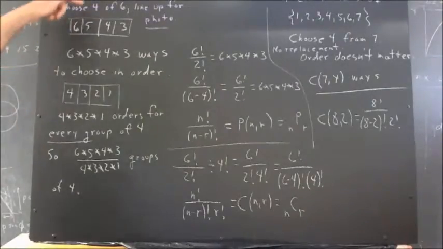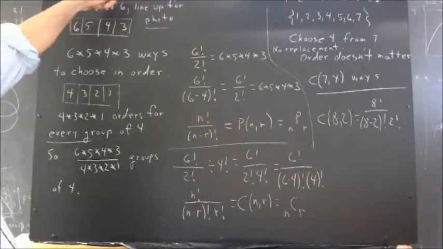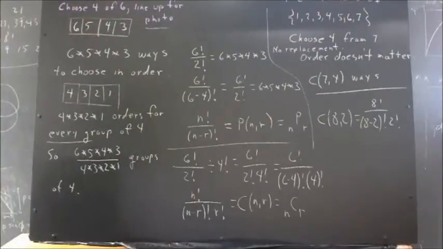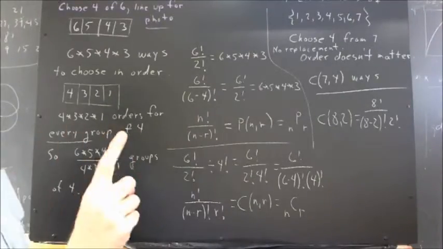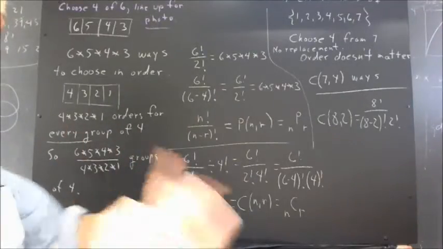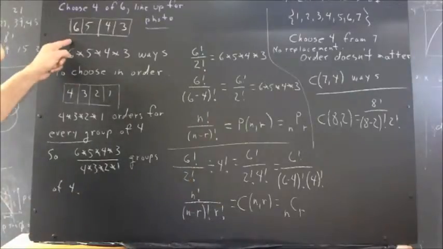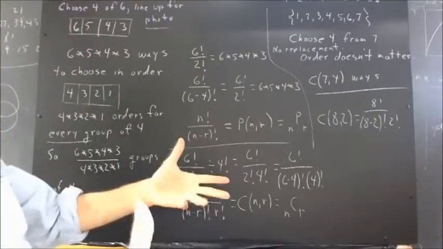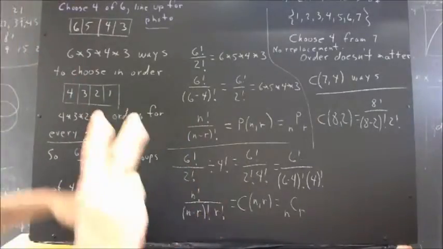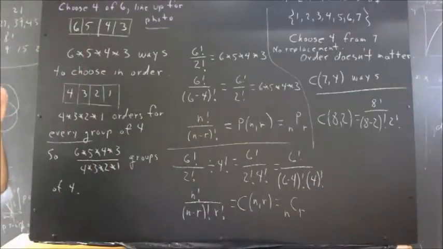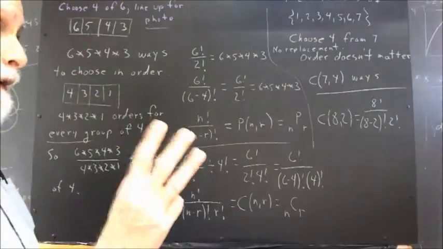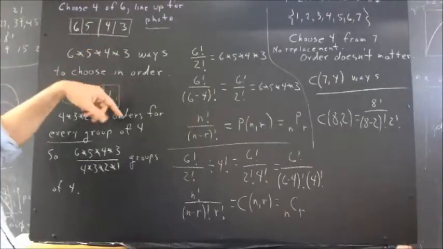We want to choose 4 people out of a group of 6 and line them up for a photo. How many ways are there to do that? Well, it should be clear that the first thing we're going to do is choose the first person. How many possible choices are there? 6 possible choices. Then what are we going to do? We're going to choose the second person. How many choices? 5. Choose the third person. There are 4 ways. Choose the fourth person.